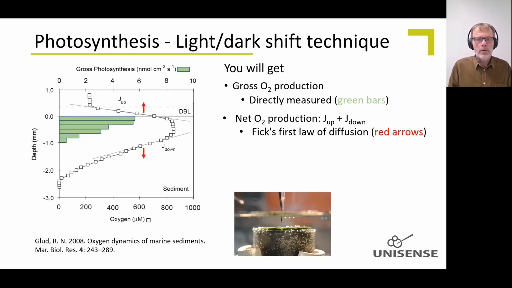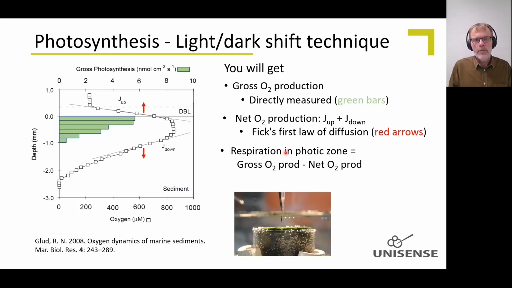From summing these two up, you get the net oxygen production. And then you can also calculate the respiration in light simply by subtracting the net oxygen production from the gross oxygen production. So it's possible to measure respiration in light, which is not possible in any other way.